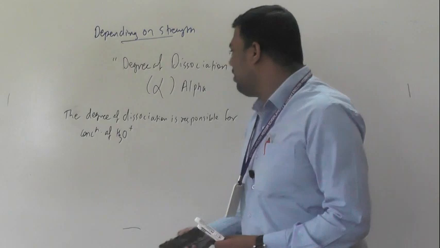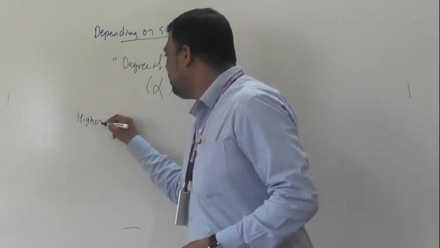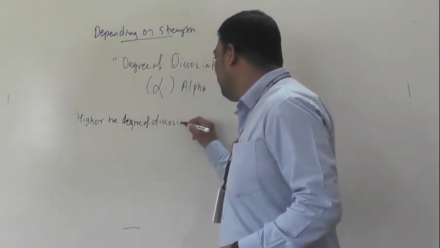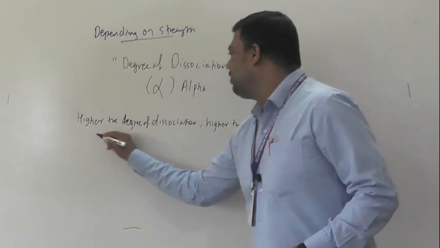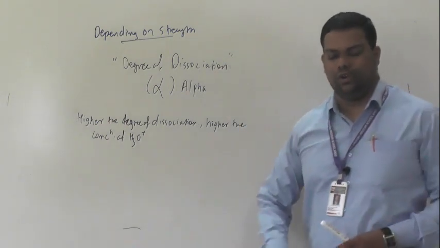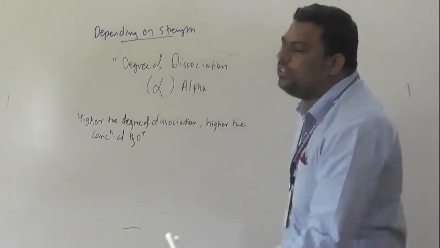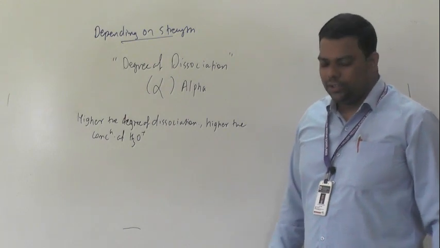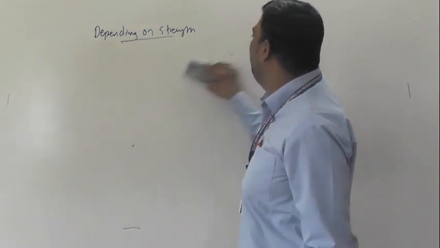One thing we can mention here: higher the degree of dissociation, higher the concentration of H3O plus ions, or vice versa, lower the degree of dissociation, lower the concentration of H3O plus. Now we will discuss on the basis of this dissociation of H3O plus in that solution. We have to categorize into the following types, depending on strength.